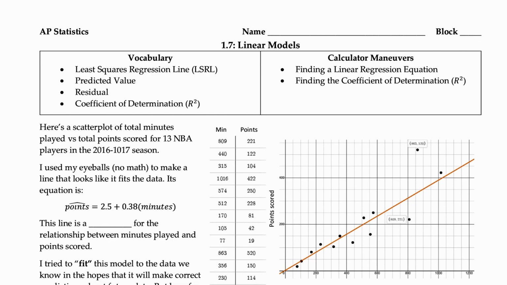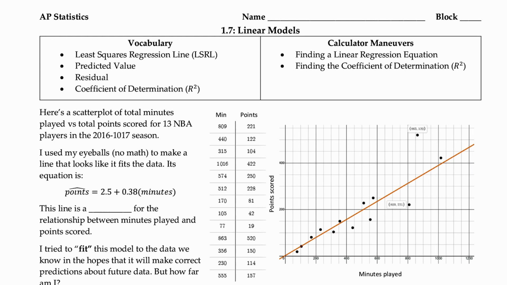So new vocab, we have a phrase, least squares regression line, sometimes shortened to LSRL, predicted value, residual, and coefficient of determination, R squared. Some things we're going to learn on the calculator. We're going to learn how to find a linear regression equation and how to find the coefficient of determination, R squared. Turns out it's actually the same maneuver, but I thought I'd put both there so that you remember that this video went over those things.